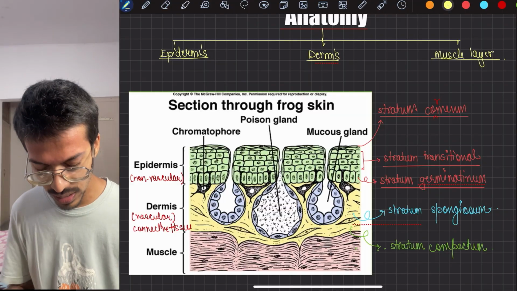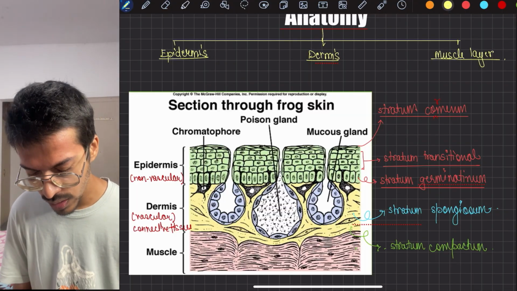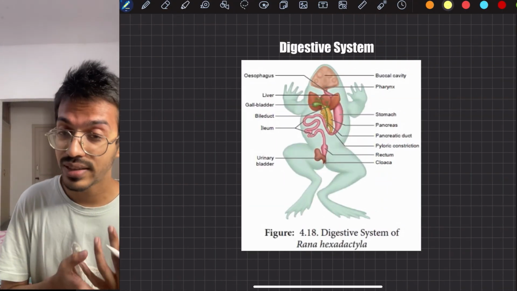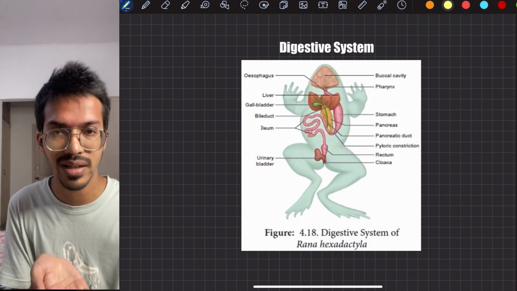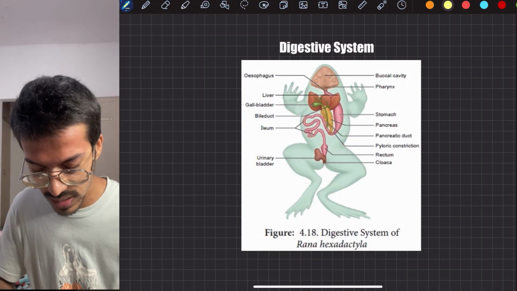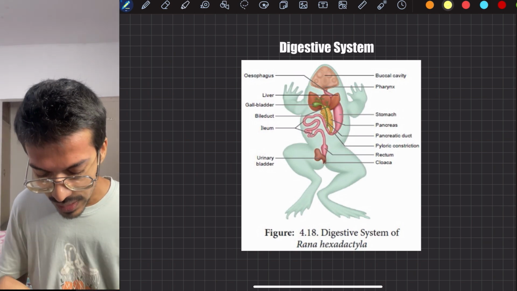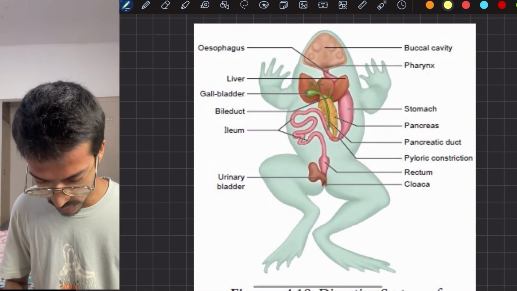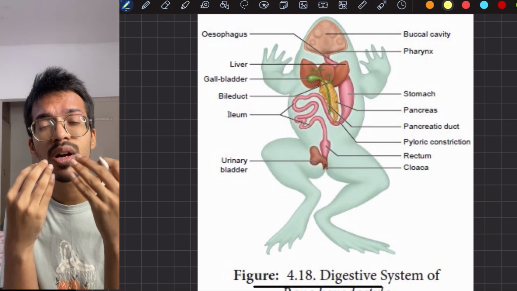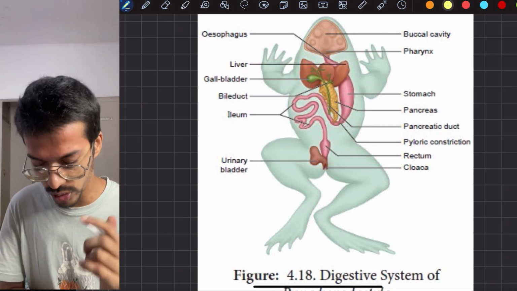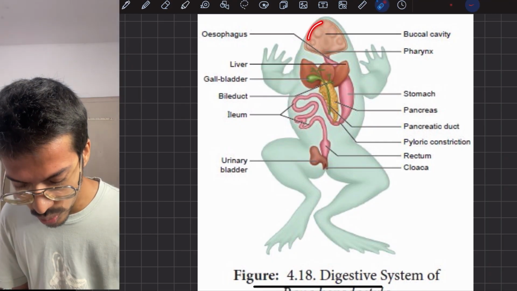Okay, moving on to the next thing, that is the digestive system. Here, some important topics are coming up for this chapter, so we are going to study and understand them. If you see this frog, its digestive system always starts from the mouth. Same in them also. So their digestive system opens into this mouth.